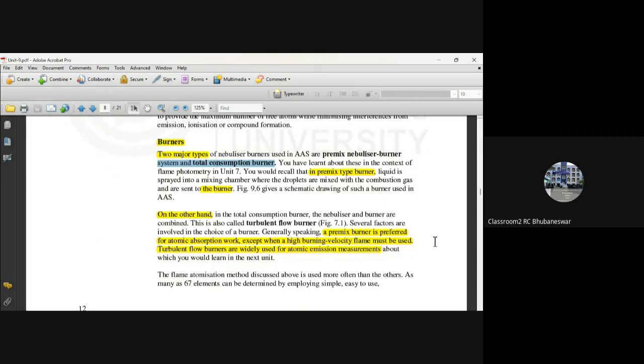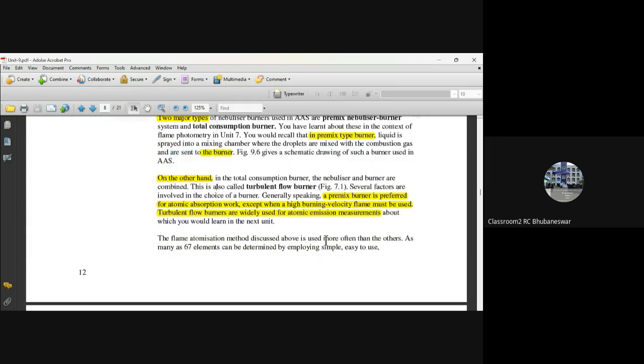So in the premix type burner, what happens? The liquid is sprayed into a mixing chamber. In the flame photometry chapter, we discussed the liquid getting sprayed into the mixing chamber or nebulizer, where the droplets are mixed with the combustion gas. So droplets come in contact with the combustion gas there and are sent to the burner. On the other hand, in the total consumption burner, the nebulizer and the burner are combined. This is also called a turbulent flow burner. We'll be seeing its figure also in the section below.